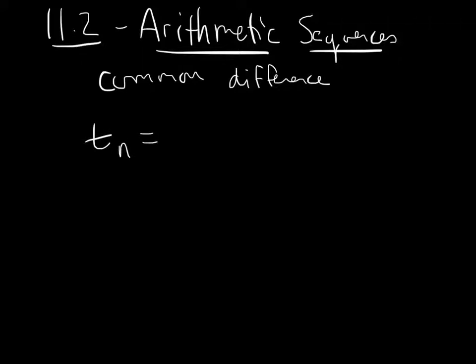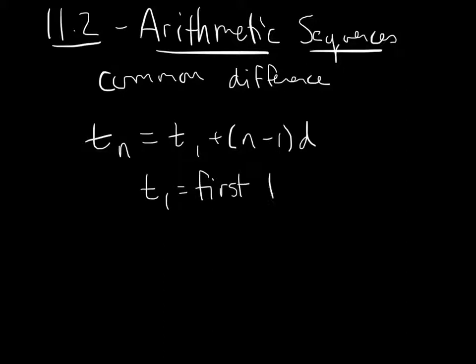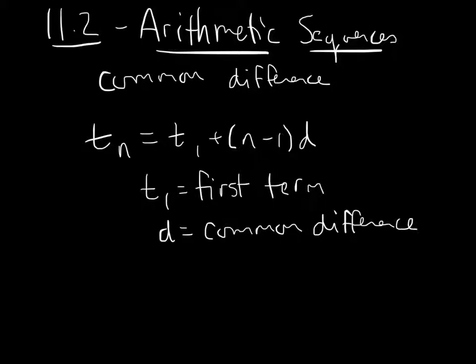Every arithmetic sequence can be written in the form t sub n is equal to t sub 1 plus the grouping of n minus 1 times d. T sub 1 is equal to your first term, and d is equal to your common difference. So let's look at some examples that use this.